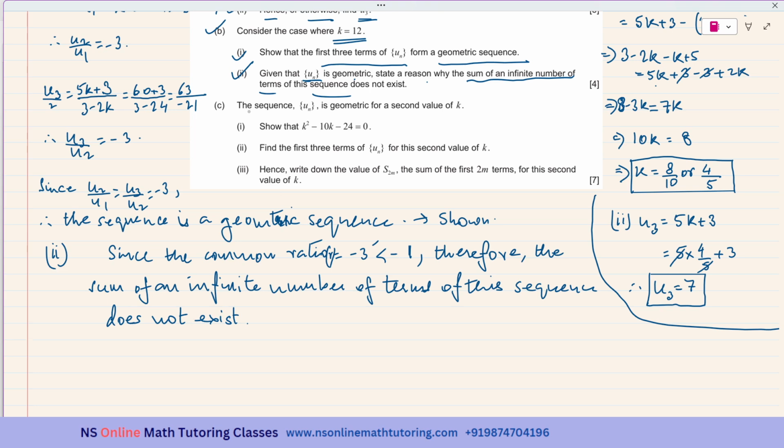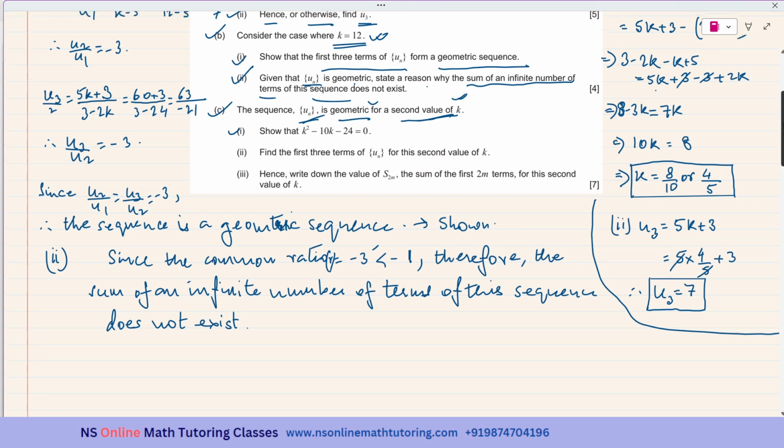Okay. So part C, the sequence of the un terms is geometric. For a second value of k, that means one of the values of k is 12, and there is another value of k for which this sequence is a geometric sequence. Subpart i, this is having 3 subparts. Subpart i is saying show that k square minus 10k minus 24 is equal to 0.